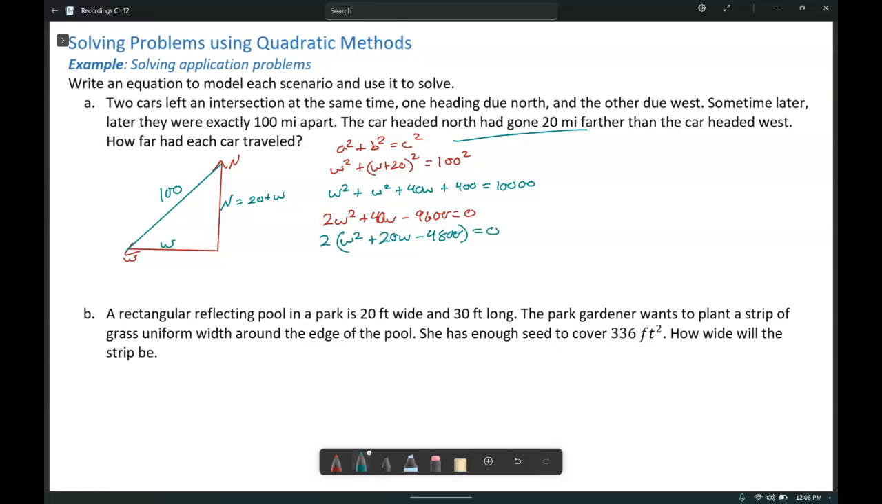When we factor out the GCF, we find we have a product of negative 4,800, but we need a sum of 20. So it factors to be positive 80, negative 60. Set our factors equal to 0. So the westward car either traveled negative 80 miles or positive 60. We can ignore the negative, so we know the west car went 60 miles and the north car went 20 miles more, which was 80 miles.